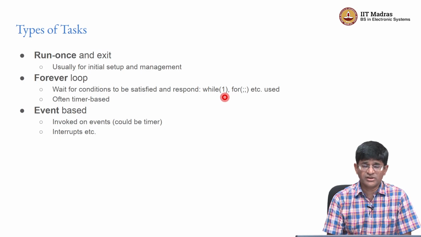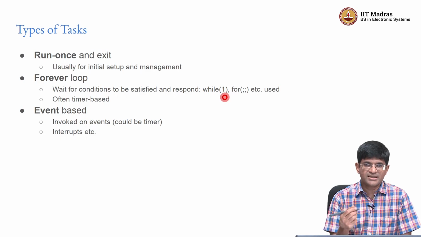Now, what does forever mean? In the context of an operating system, it usually means that it does a certain amount of work and then it should call some kind of a task delay or go to sleep, because otherwise it's not going to give up control for something else to work.